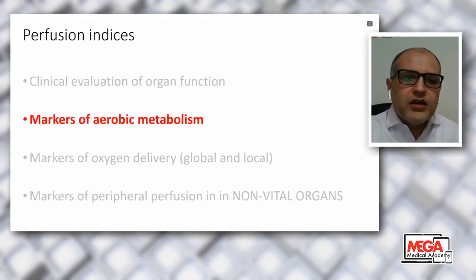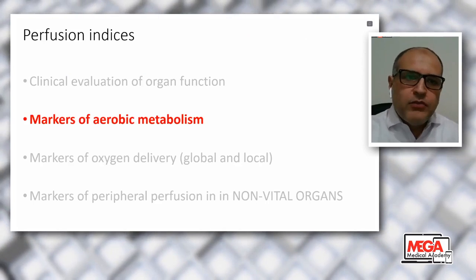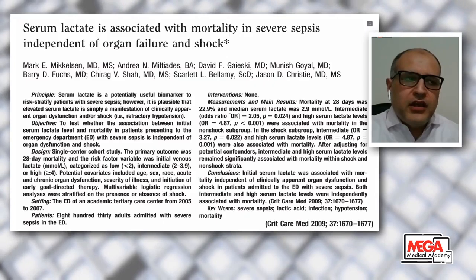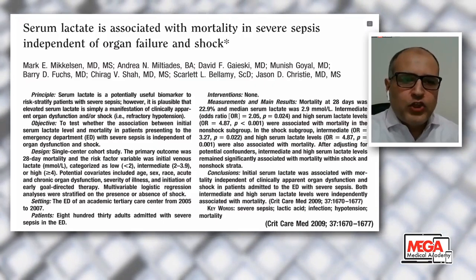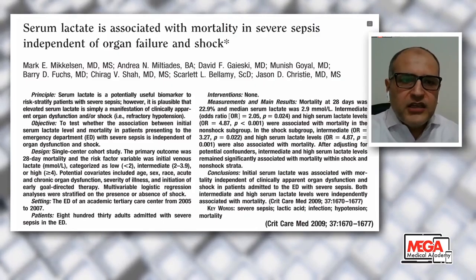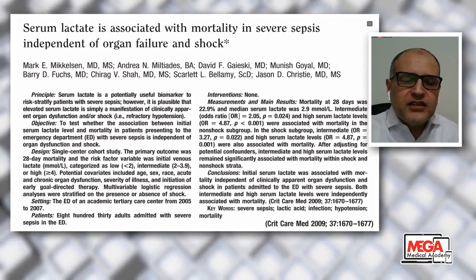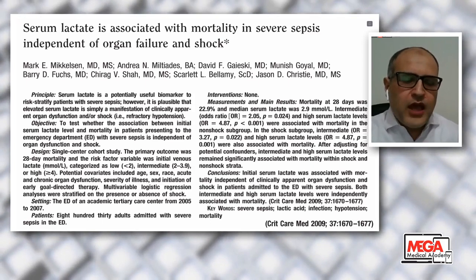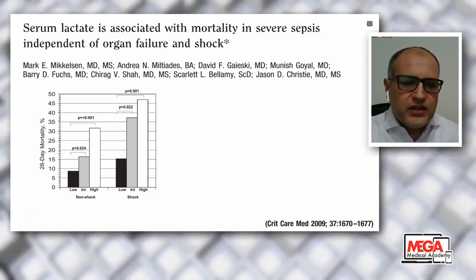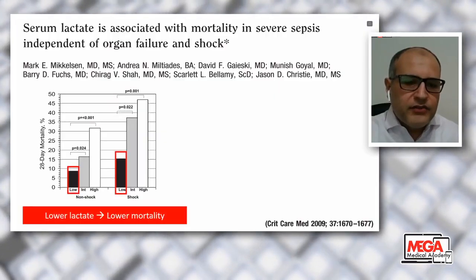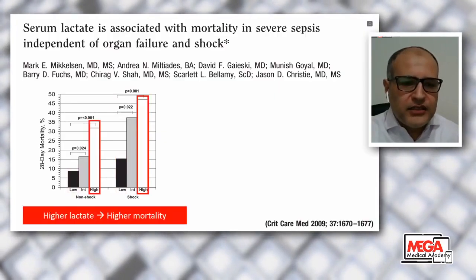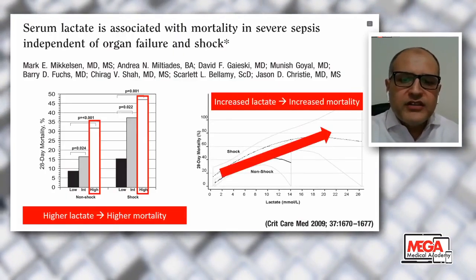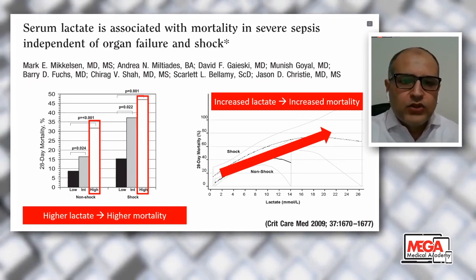The second step is markers of aerobic metabolism. The most famous marker is serum lactate. Serum lactate is the gold standard of definition of shock. In this study in Critical Care Medicine, they found that serum lactate is associated with mortality in severe sepsis. If we look at this result, we will find that the lower lactate level has lower mortality and the higher lactate level has higher mortality. And in this figure, we will see that whenever the lactate increases, there is increased mortality.